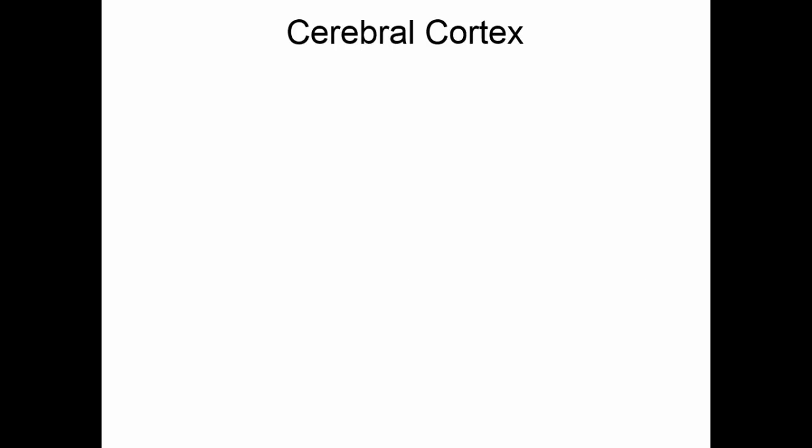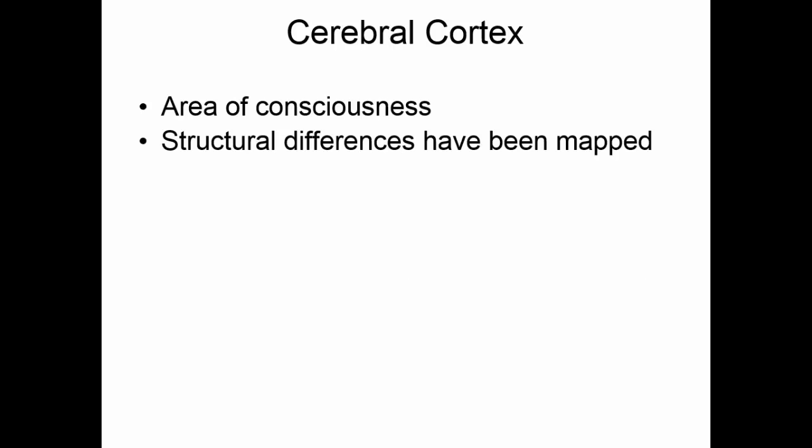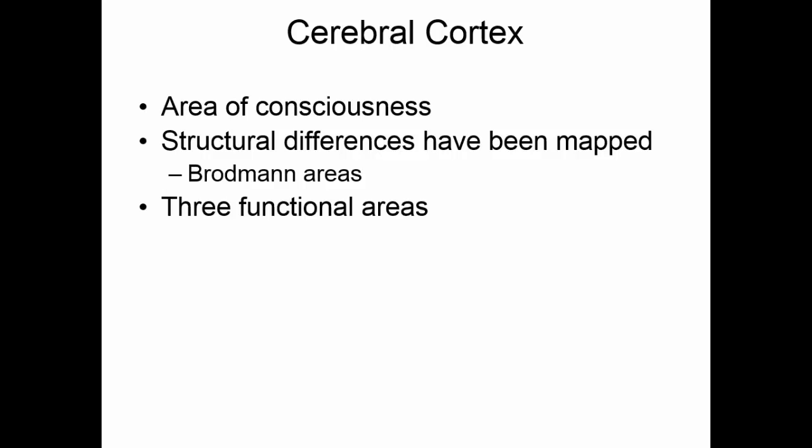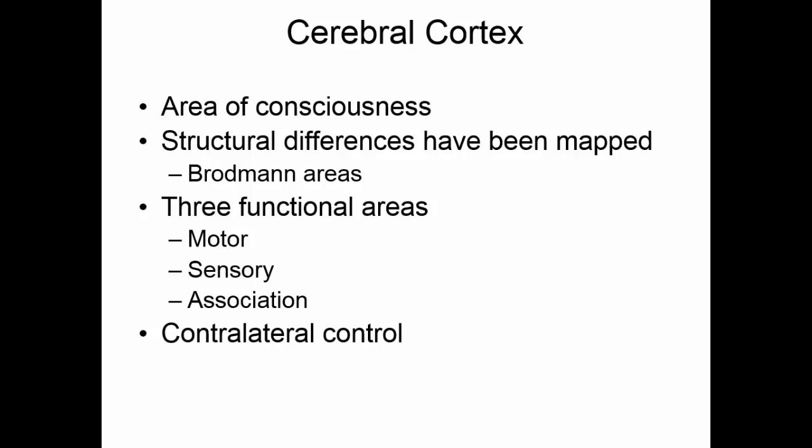The cerebral cortex is the area of consciousness. Structural differences in the cerebral cortex have been mapped and are known as Brodmann areas. There are three functional areas of the cerebral cortex: the motor areas, the sensory areas, and then the association areas that help link sensory and motor areas together. The cerebral cortex has contralateral control. The right side of the brain controls the left side of the body and vice versa.